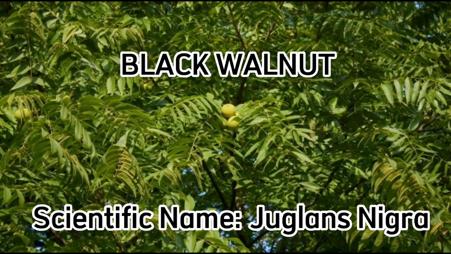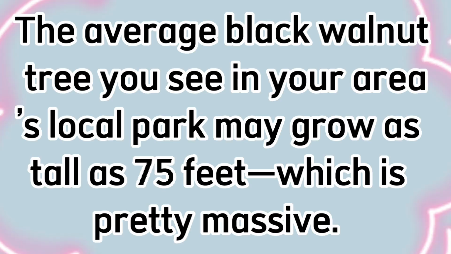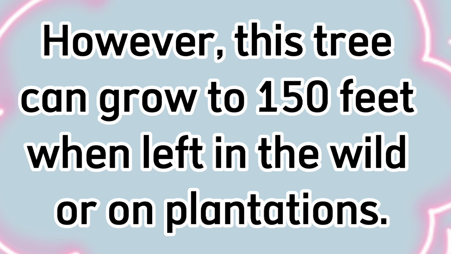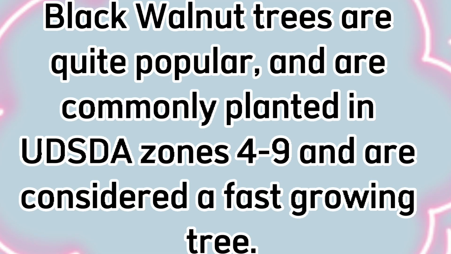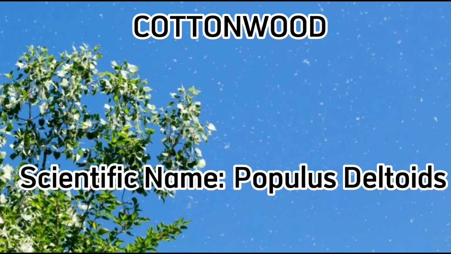Black walnut, scientific name Juglans nigra. The average black walnut tree you see in your area's local park may grow as tall as 75 feet, which is pretty massive. However, this tree can grow to 150 feet when left in the wild or on plantations. The massive trunk sprouts low-hanging branches that grow long and far. It seems that this tree grows in all directions, as its roots run very deep as well. Black walnut trees are quite popular, are commonly planted in USDA zones 4 through 9, and are considered a fast-growing tree.